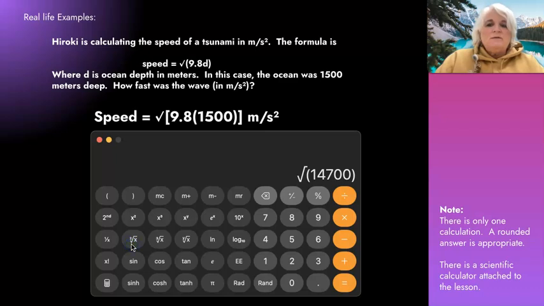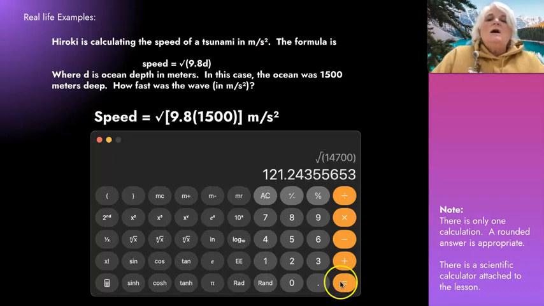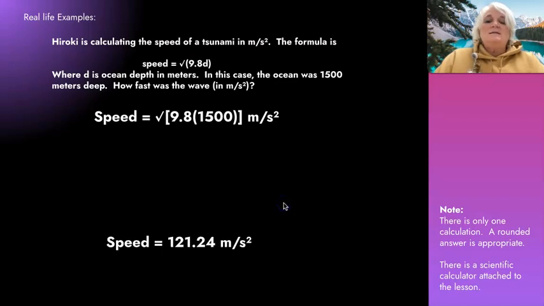If I take the square root of it, it's only going to give me the positive value on the calculator. So the square root of 14,700 is equal to 121 and about 24 hundredths. So my answer, and now this would be plus or minus, but they already gave me the formula, so because there's no negative out front, I'm assuming that it's positive. And so that is my answer. It's going to be positive 121 and 24 hundredths meters per second squared.